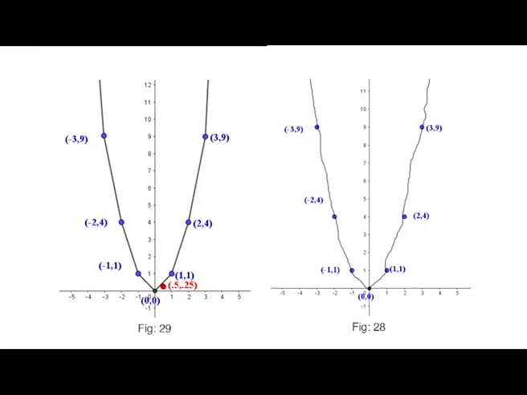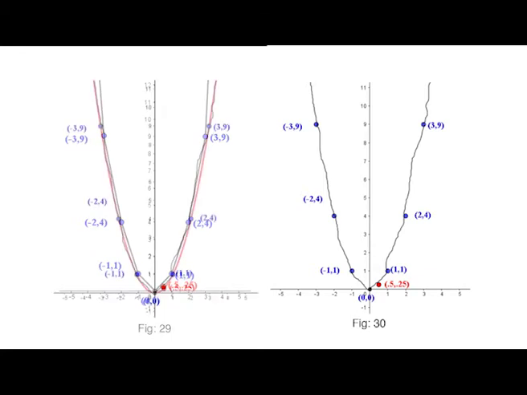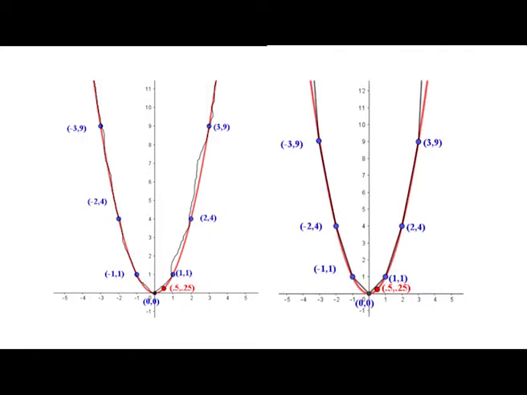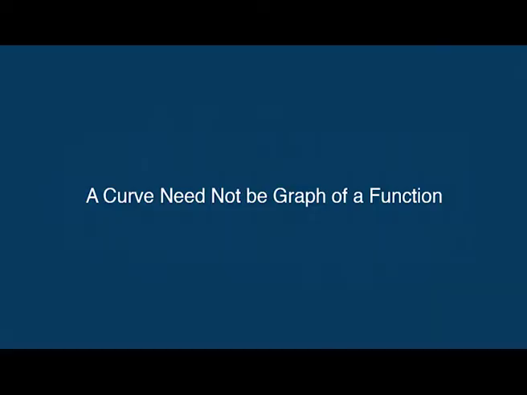Similarly, by looking at the curve in figure 30, the curve in figure 28 is not the graph of f of x equal to x square. In figures 31 and 32, you can see the comparison of the graph of f of x equal to x square, which is indicated by red color, with the two curves in figure 27 and figure 28. A curve need not be the graph of a function. Let us take note that not every curve we draw is the graph of a function.